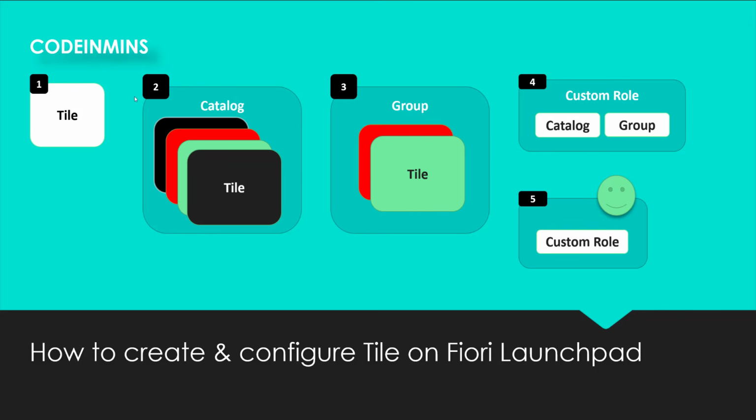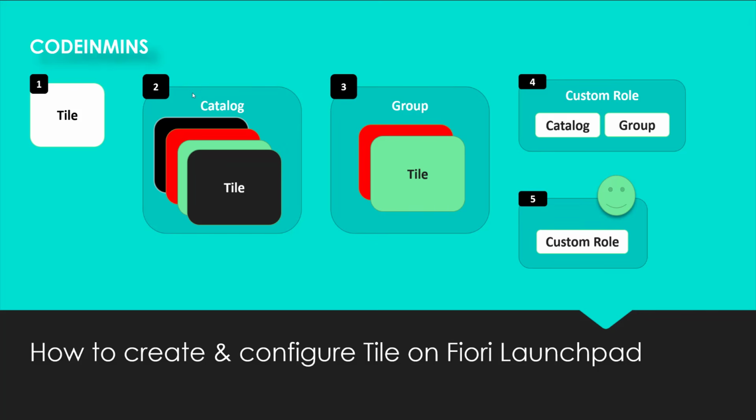So I have defined these steps: 1, 2, 3, 4, 5. These are very high level steps, but they are the mandatory steps you need to complete before you can add a tile to the Fiori Launchpad and attach an application to that specific tile. The very first step is a tile. This tile is nothing but a block, and it's a starting point to launch your application on the Fiori Launchpad.